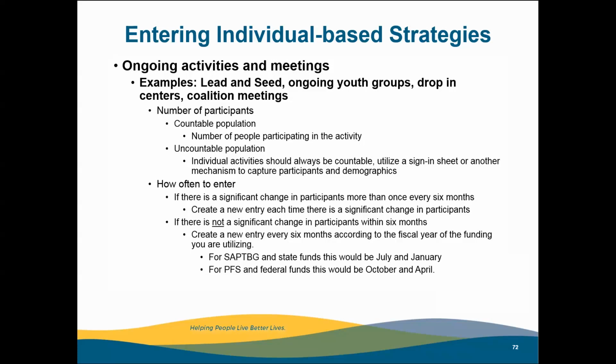So here at the bottom, you can see that for the block grant, we ask that you enter those coalition meetings in July and January. And for PFS, we ask you to enter those in October and April. So if you are currently entering your coalition meetings every month, we would appreciate if you'd switch to the schedule. If you're not entering them at all, we'd also appreciate you switching to the schedule.